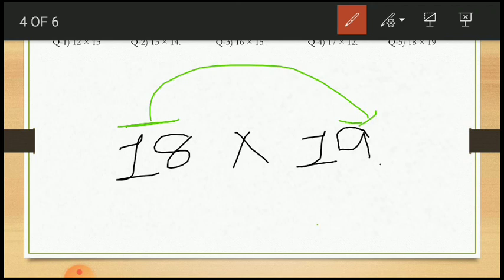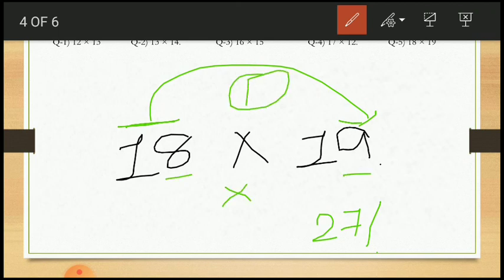Now you have to do the big slash. Now unit place to unit place you have to do multiplication, means upper side you have to do plus and downside you have to do multiply. Unit place to unit place. When you multiply 9 and 8, your answer comes 72. Okay, now you receive here 2 digits, 27 and 72.